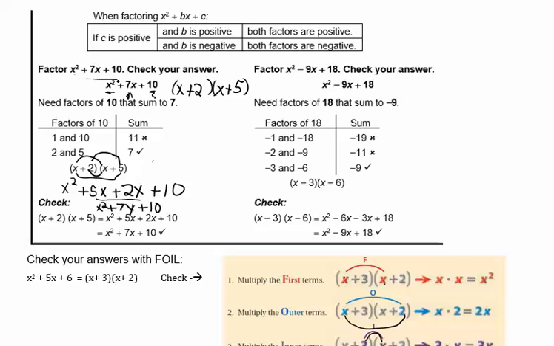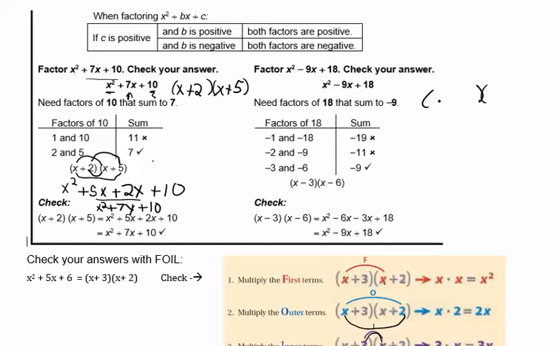It's a very good idea to take the time and check your factoring by foiling, and you will get good at that so that you'll be able to check it in your head as you go. But at first, write it down, and you can check it on a piece of paper. You don't have to turn that part in, but then you'll get the problem right if you checked it and you checked it correctly. All right, next one is factor x squared minus 9x plus 18.